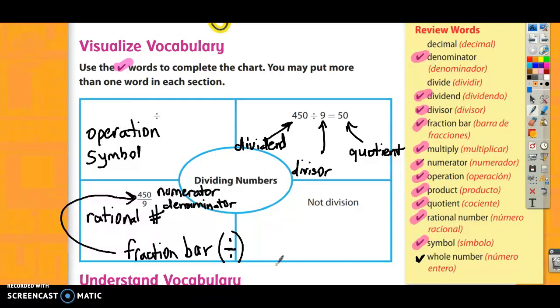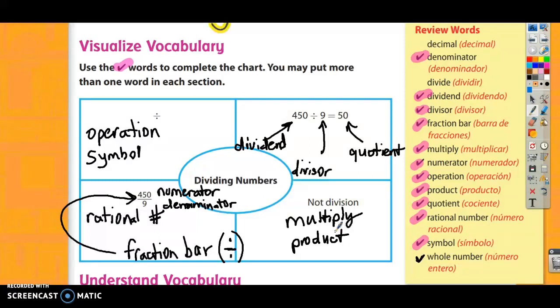Alright, so not division. What would go in not division? Well, the opposite of division is multiply, and that's what they're trying to get you to recognize here. If it's not division, then it's multiplication. So I'm going to put multiply. And the answer to a multiplication problem is a product, so I'm going to put product there. So I think we used most of our checkmark words. That may not be perfect, but it's actually really good.